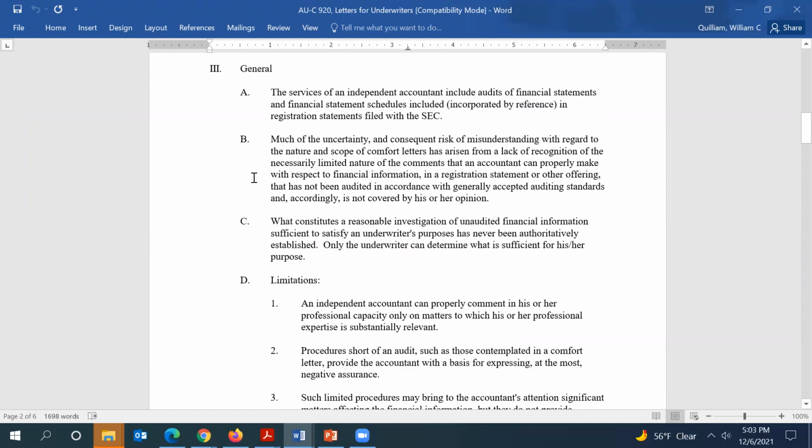Then B, here under Roman numeral 3, I mentioned that a lot of uncertainty and consequent risk of misunderstanding with regard to the nature and scope of comfort letters has arisen from a lack of recognition of the necessarily limited nature of the comments that an accountant can properly make with respect to financial information. A registration statement or other offering, like Form 10-K, is not audited in accordance with GAAS, and accordingly is not covered by his or her opinion. So in other words, the underwriter tries to get us to say what? We know that we can't. We've got to limit what we say. If we say too much, our liabilities just went way up.